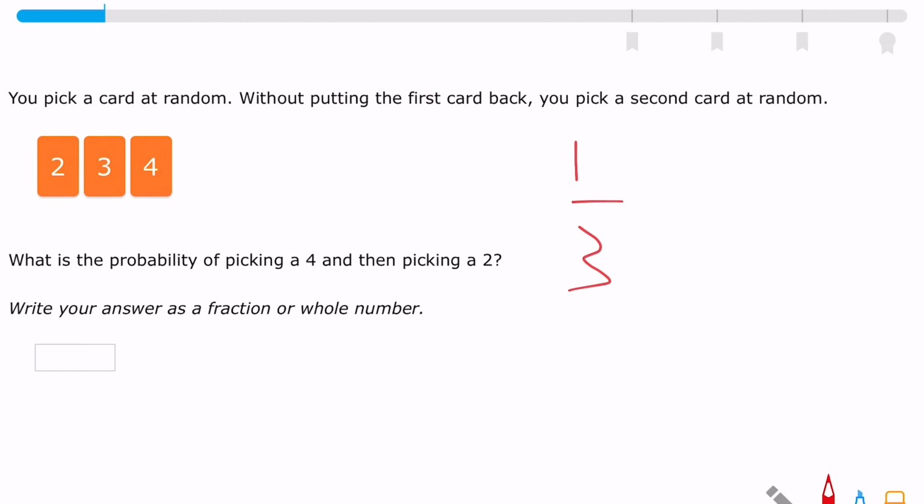Now, after we've picked the 4, we're going to take that away. So the 4 is not even in these 3 cards anymore, and now we only have 2 cards. So we're going to multiply it, and we're going to put 2 in the denominator. Now, 2 is one out of the 2 options, so we're going to put 1 in the numerator. When we multiply these together, we get 1 out of 6. And that is our answer.